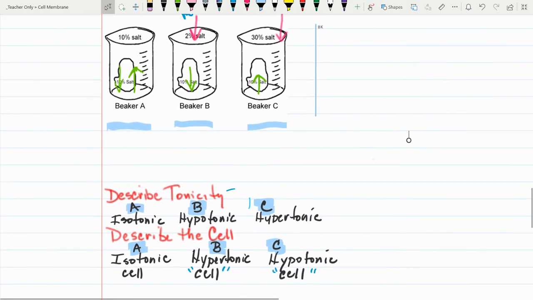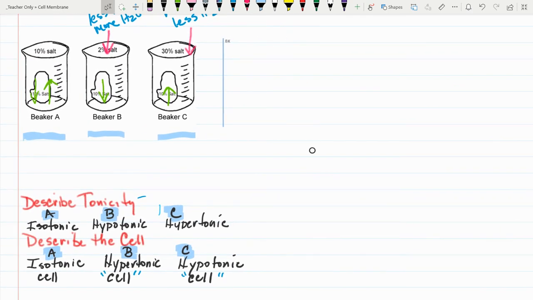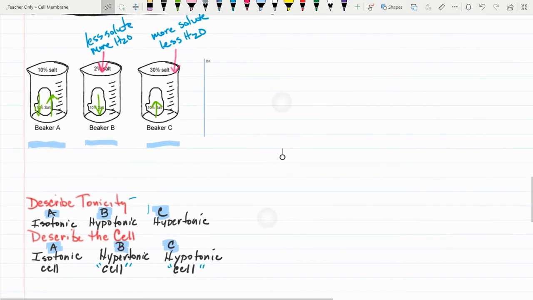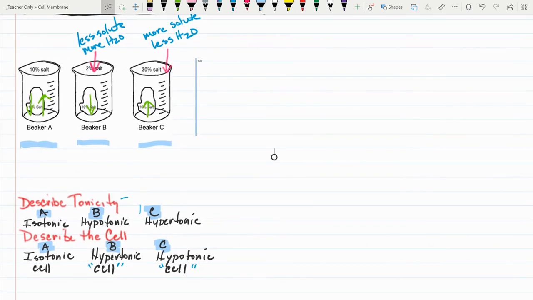Okay, and then down here, I kind of give you the answer to that. So if you are describing the tonicity, this is how it would be described. And if I asked you to describe the cell itself, okay, this is how you would describe that.